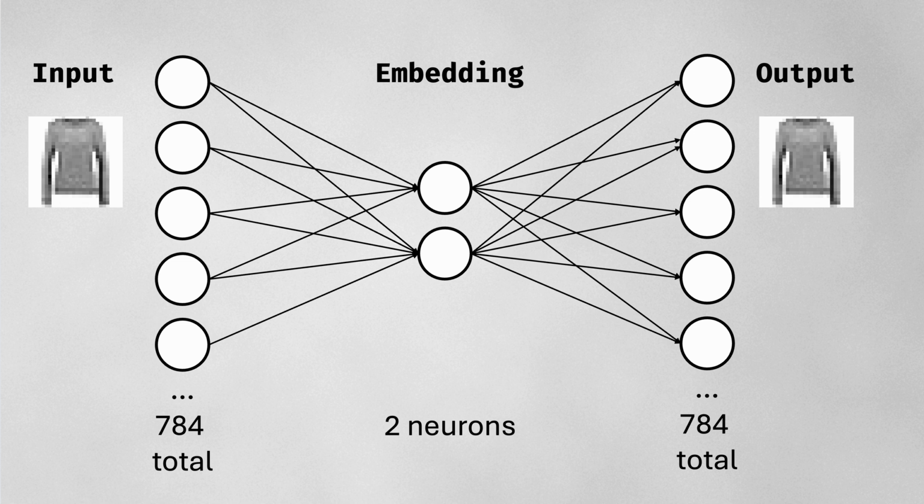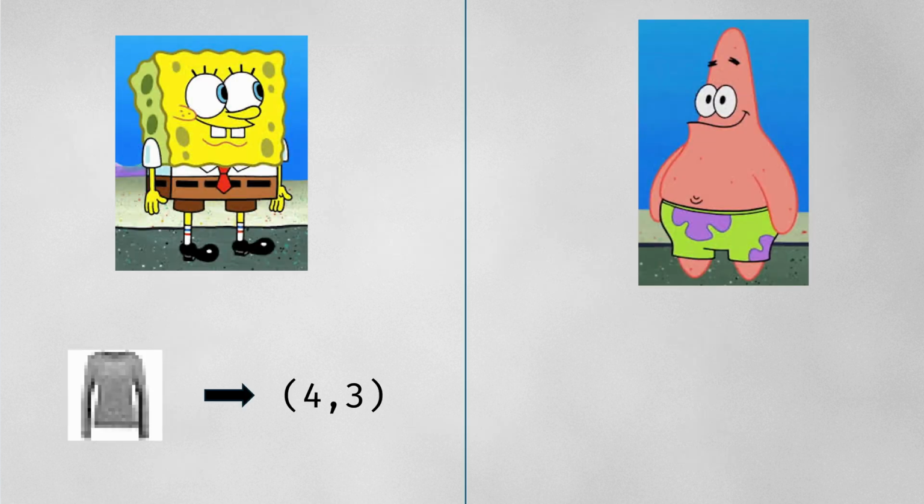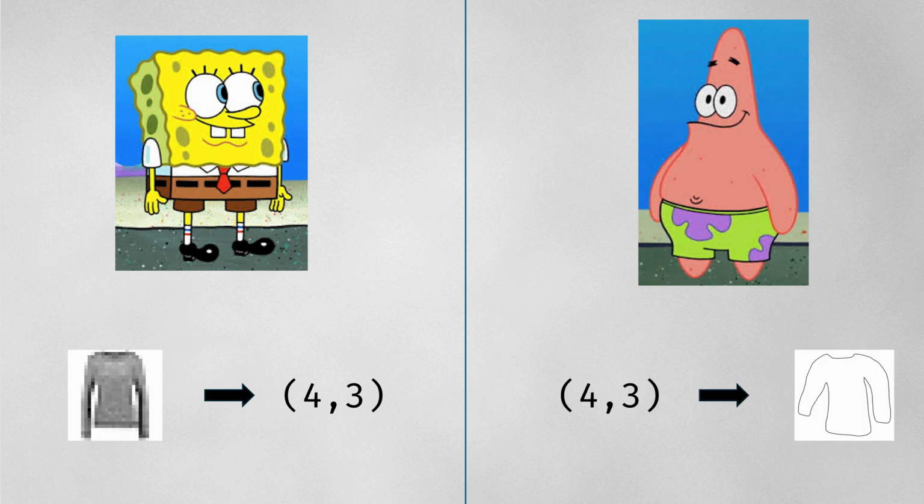So the first half is encoding an image into an embedding of two numbers. The second half takes an embedding and expands it back up to an image. This is called the encoder, and this is the decoder. Think of them like two friends playing a game. The encoder looks at a picture and tries to describe it in 2 words. The decoder then draws a picture based on that description. The better the two of them are at this game, the closer their pictures will be.